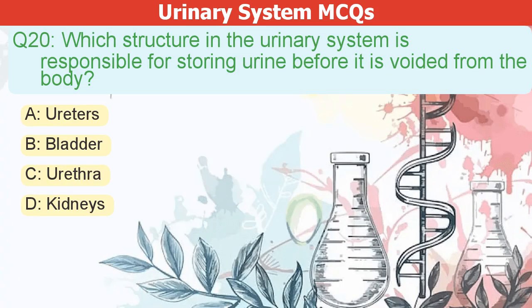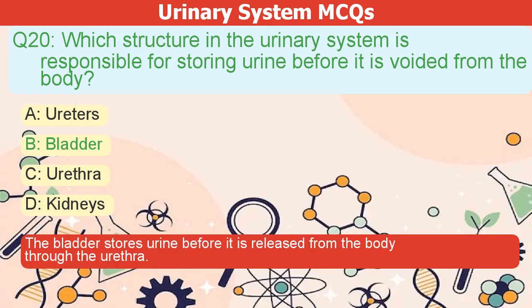volume. Which structure in the urinary system is responsible for storing urine before it is voided from the body? A. Ureters. B. Bladder. C. Urethra. D. Kidneys. The correct answer is B. The bladder stores urine before it is released from the body through the urethra.